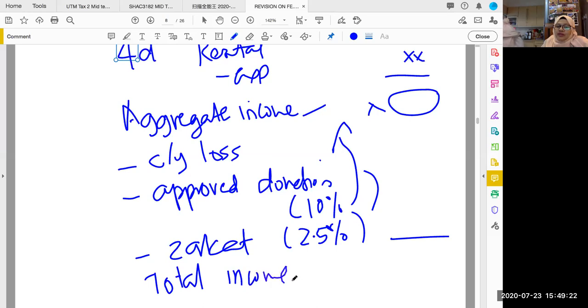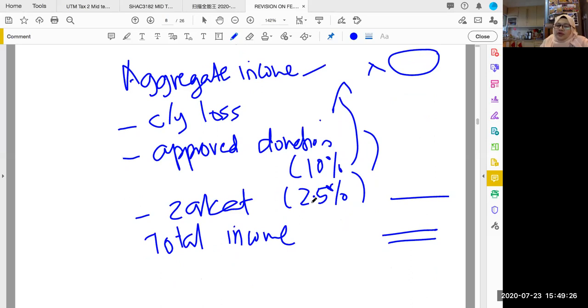Any question that you are not sure about? Normally total income, for a company, is also the same as your chargeable income. So normally we don't ask for tax liability. We ask you to compute the chargeable income of the company. So any question on your corporate tax?